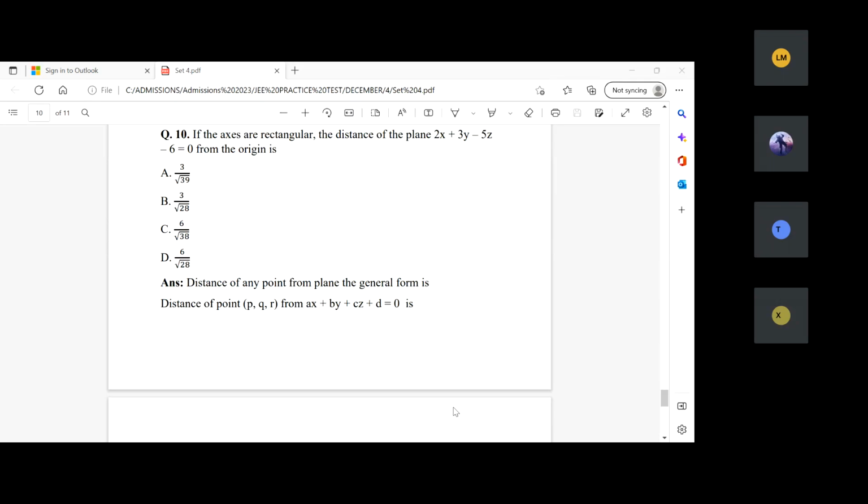Now I think we have come to the final question of today's session. I hope the question is visible. I need to find out the same thing, the same formula that you have studied.